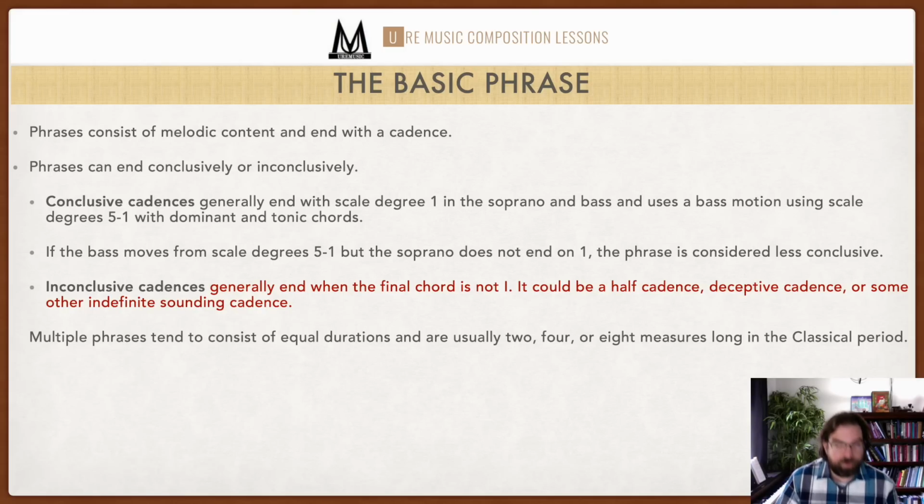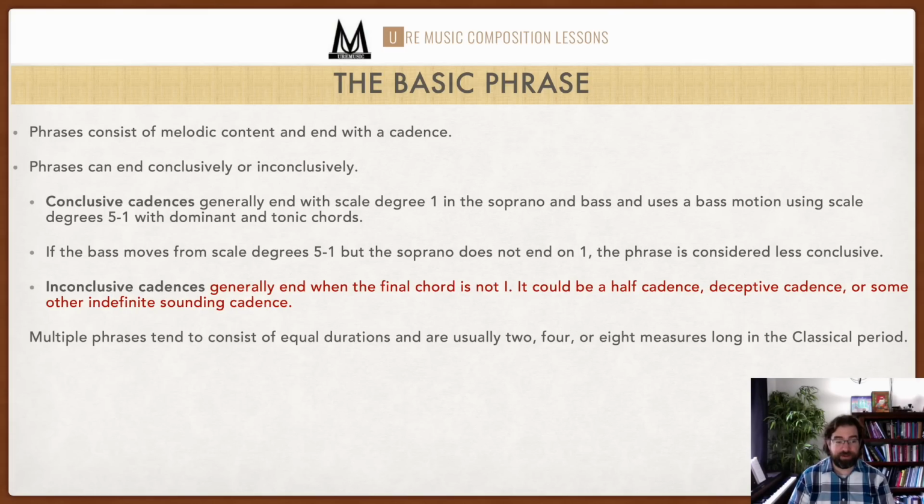So one of the things we want to do at the end of a piece especially is to use primarily conclusive cadences, unless you're really going for this idea where you want kind of an ambiguous ending. So if the bass moves from scale degrees 5 to 1, but the soprano does not end on 1 like the chord progression I just played, we consider the phrase to be less conclusive.